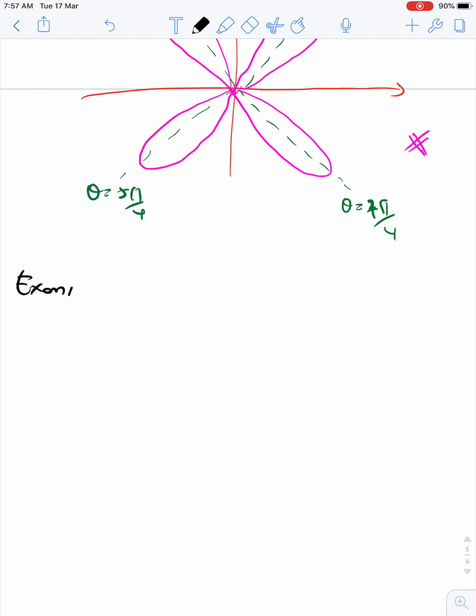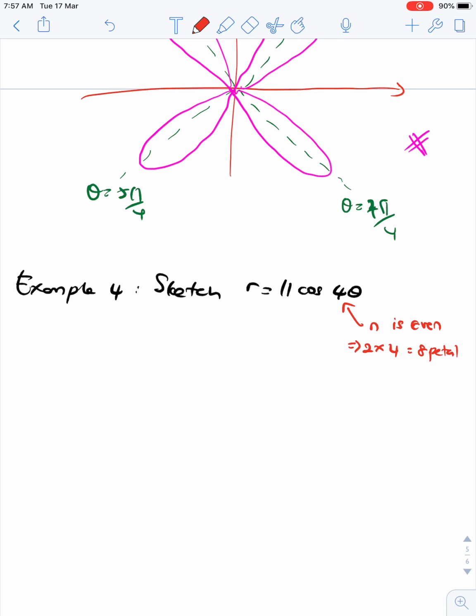Example number 4. Let's say we sketch r equals 11 cos 4 theta. So in this case, we have n is even, again an even number. So the number of petals should be 2 times 4 equals 8 petals. Okay, so solution.